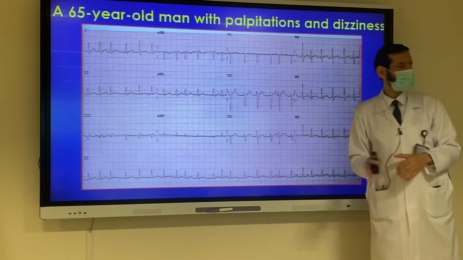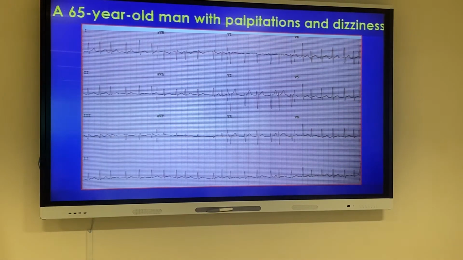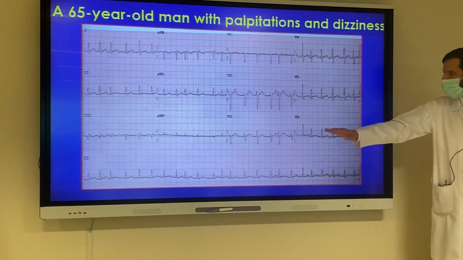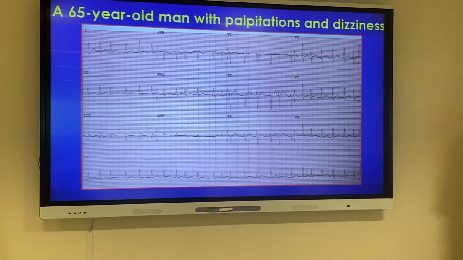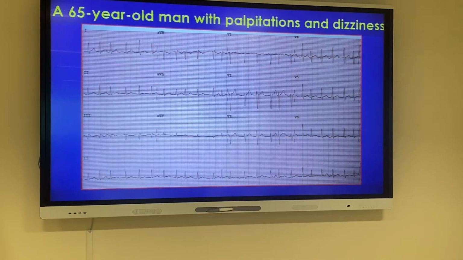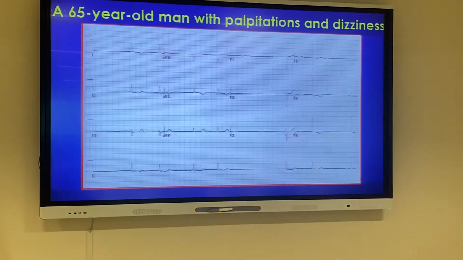Now we'll move to something where the difference is regularity. What do you think of this? Is it regular or irregular? Irregular. Narrow or wide? Narrow. Any clear P waves? No. No clear P waves. So we're dealing with atrial fibrillation. So, narrow QRS complex tachycardia, the patient is tachycardic here. It is irregular. There are no clear P waves. Our number one differential diagnosis is atrial fibrillation. How about this one?